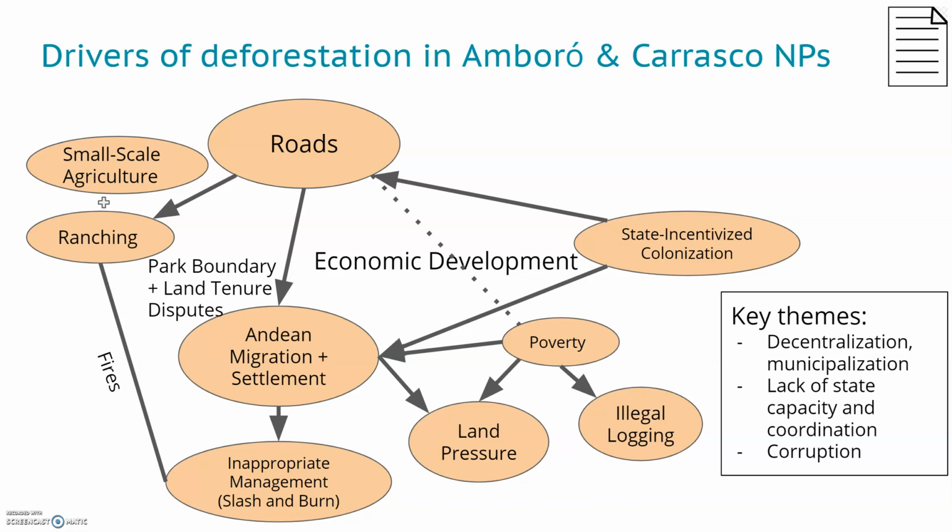And I'm not going to get into a ton of detail about this because this is just a preliminary visualization for our own purposes, but I want to show you the type of themes that come out for one of our case study sites. So things like roads and poverty and illegal logging and ranching and migration are all identified as things contributing to deforestation, as are more abstract things that are harder to put on a map, such as lack of state capacity and coordination and corruption.